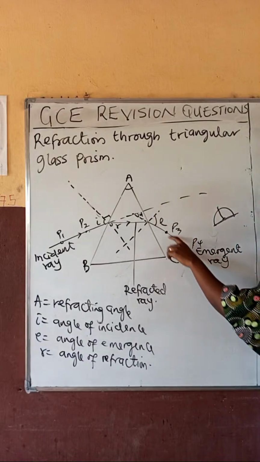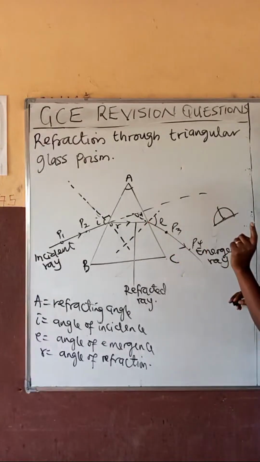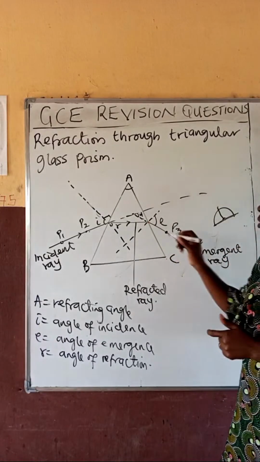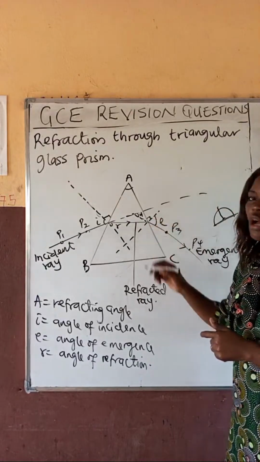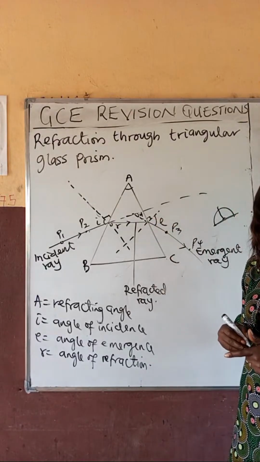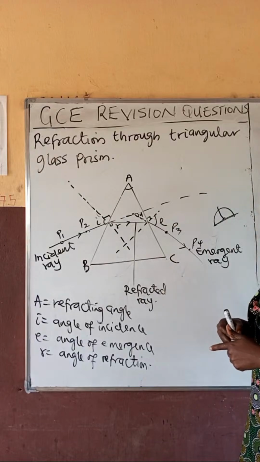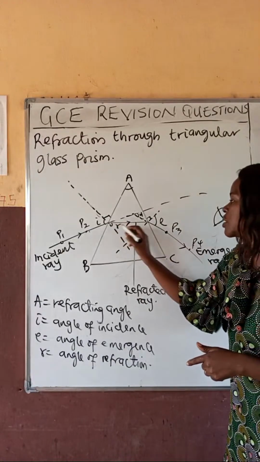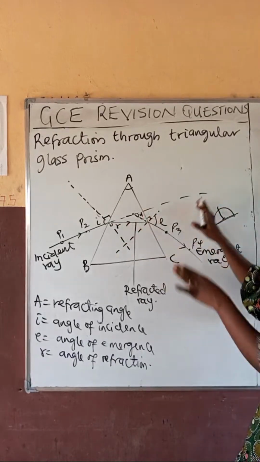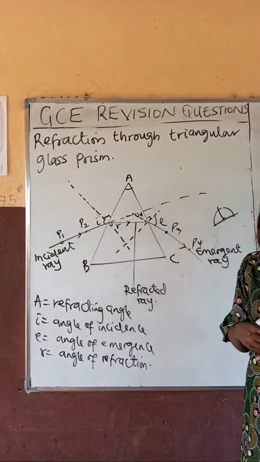You join these 2 points to this point. Then you make out another normal, using your protractor again. When you make out another normal, you join these 2 points of the normal to have this. So you're going to get a set up like this.